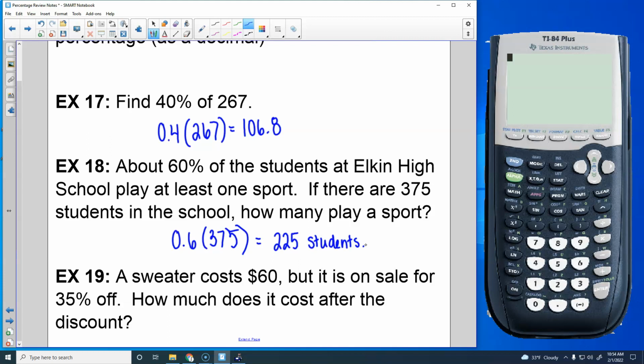All right. I want everybody to figure out how much the sweater costs on their own. Okay, try number 19 on your own. Are you going to do this one, Wade? Or you have a question? Okay. All right, I'm going to give another minute for everybody to try this one. I'm going to see what you do.